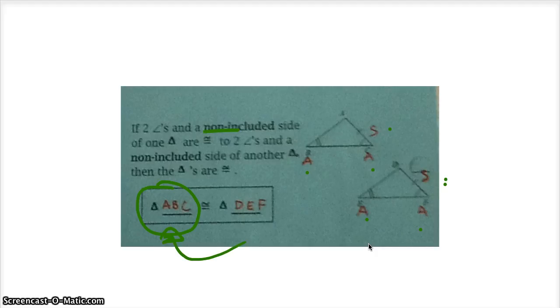Some vocabulary that I need to make sure you're familiar with is non-included. Non-included means it is not in between the angles. So this is the angle and this is the angle. This side is outside of the angle. Okay? So that's why it's non-included. Look at the example on the outside of the flap and see if you can figure it out without me first. And then press play.